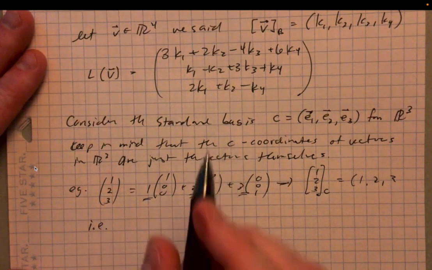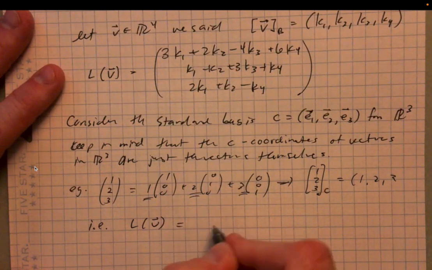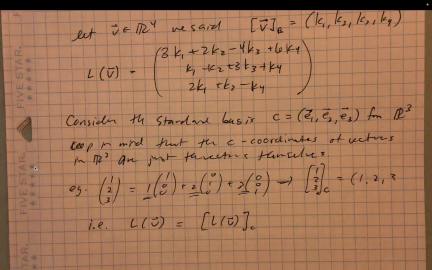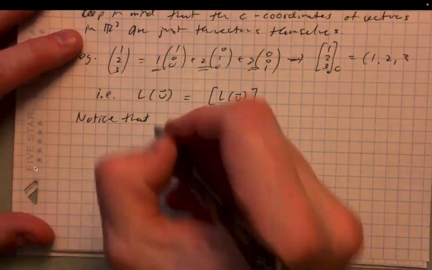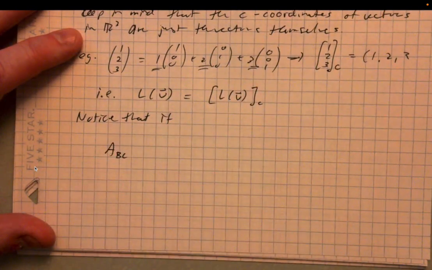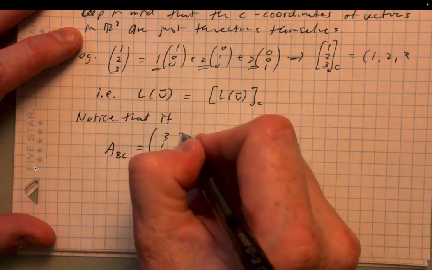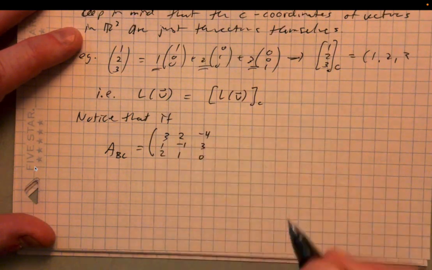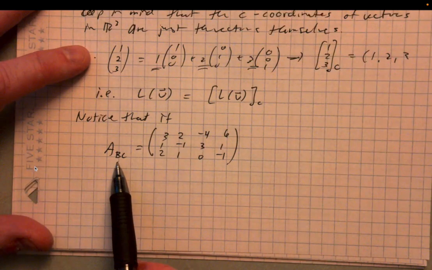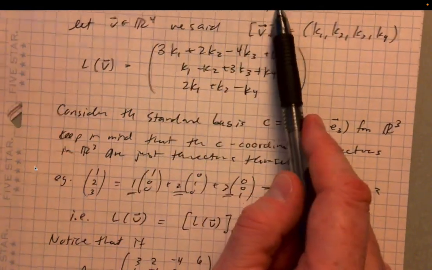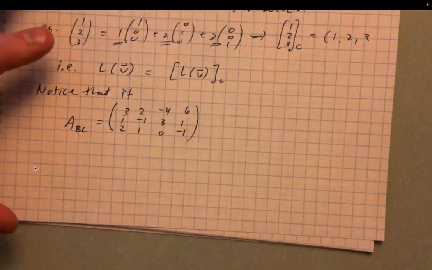So what does that mean? It means that if I take V and apply L to it, then I get L of V coordinatized under C, and that's because it's a standard basis. So notice that if A sub BC is equal to the matrix with rows (3, 1, 2), (2, -1, 1), (-4, 3, 0), (6, 1, -1), these are basically taking the basis vectors that we saw previously, the basis vectors of B, and coordinatizing them, switching them over to C.